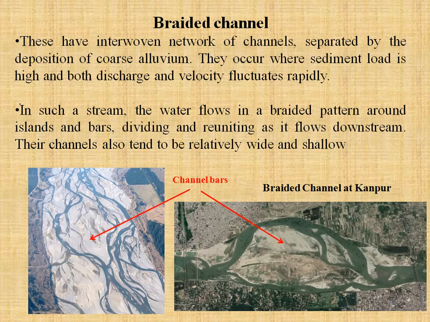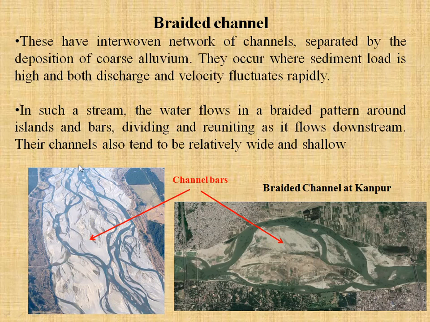Then you have got another type of channel that is known as braided channel. Now, braided channels are an interwoven network of channels separated by coarse alluvium deposits. They occur where sediment load is high and both discharge and velocity fluctuate rapidly.